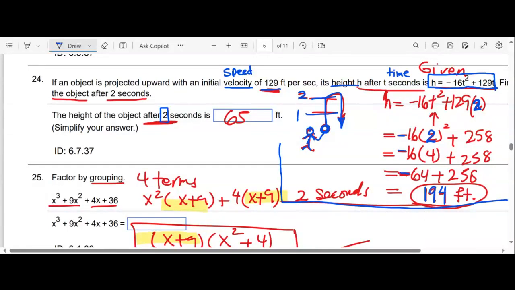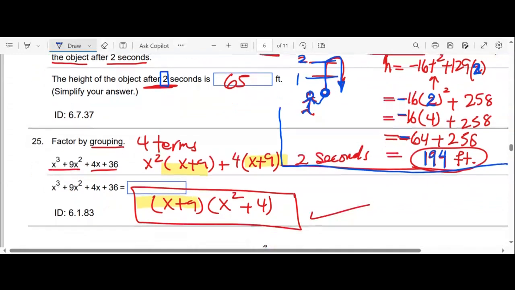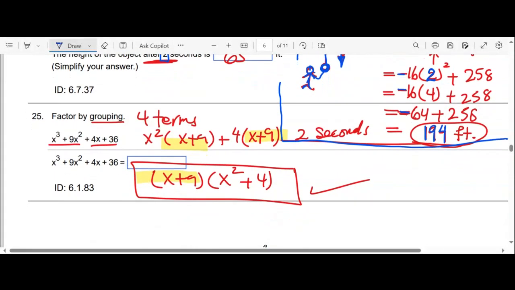Next question. 25. Read, Khalid. Factor by grouping x cubed plus 9x squared plus 4x plus 36. Okay, so we'll take the first two together, right? The first two terms together. So we take x to the power of 3 plus 9x to the power of 2 together, right? Plus 4x plus 36.